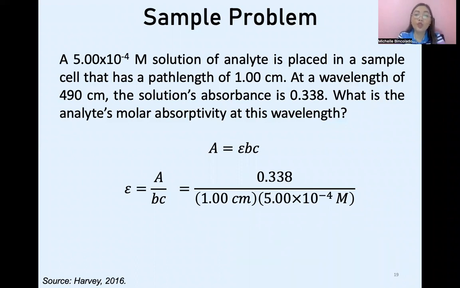Epsilon, or the molar absorptivity, is 676 inverse centimeter inverse molar. By the way, guys, ang absorptivity ay property ng analyte. So if you want to check your analyte's property, pwede niyo i-check guys ito sa literature. So may mga provided naman guys na values for absorptivity or molar absorptivities ng mga compounds.